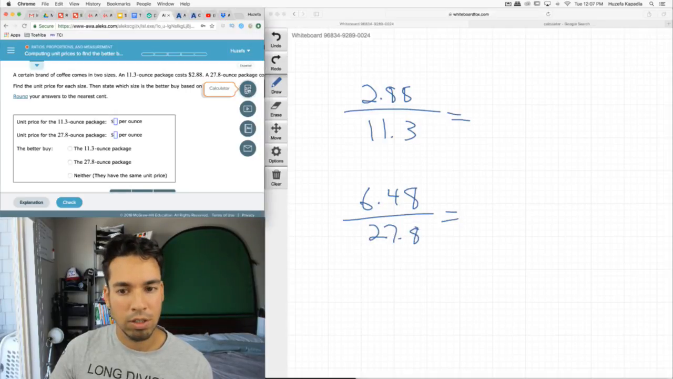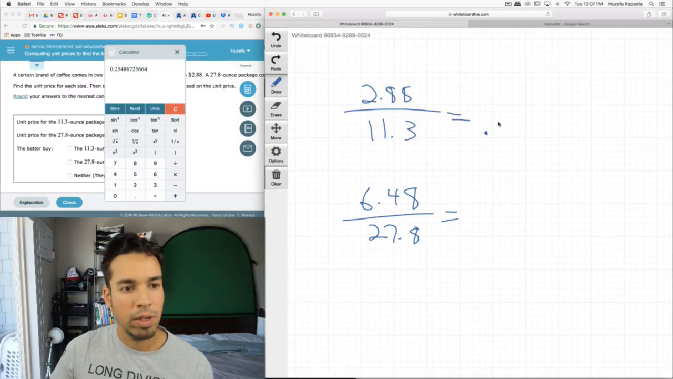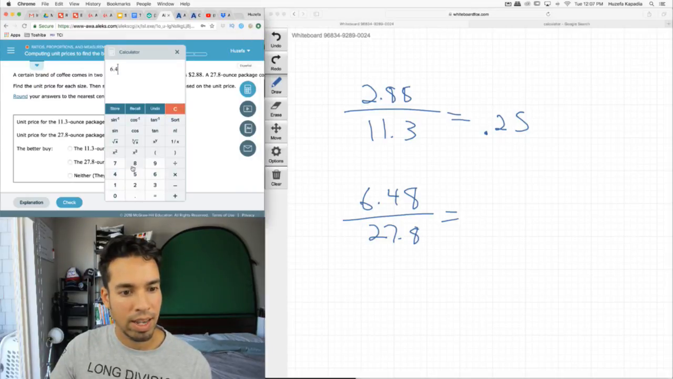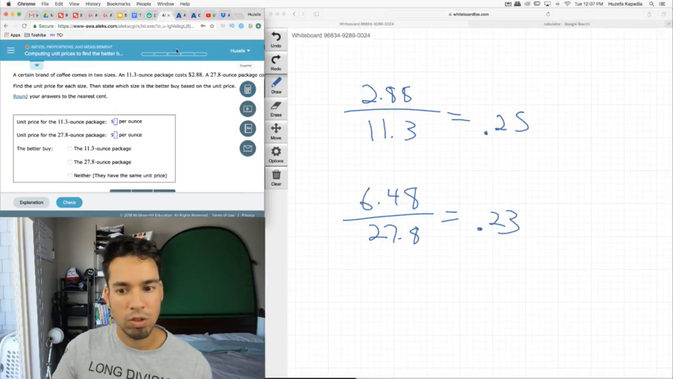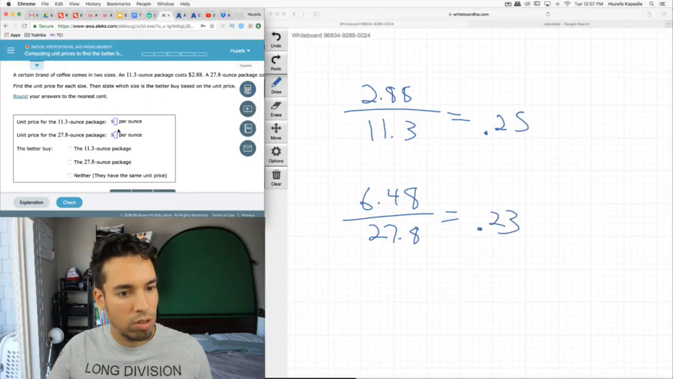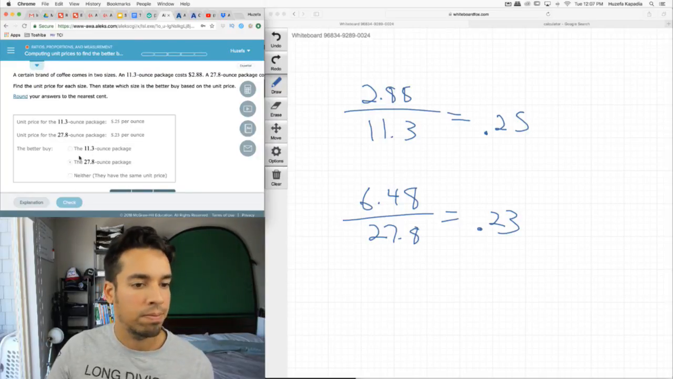So let's do the division here. And it's 0.25, right? We're rounding to the nearest hundredth. So this is 25 cents. And this one is 6.48 divided by 27.8, which equals 23 cents. So that's 23 cents per ounce. So this is 0.25, this is 0.23. So which one's the better buy? Well, check it out, this is cheaper, right? So the 27.8 ounce is cheaper, and that's that.